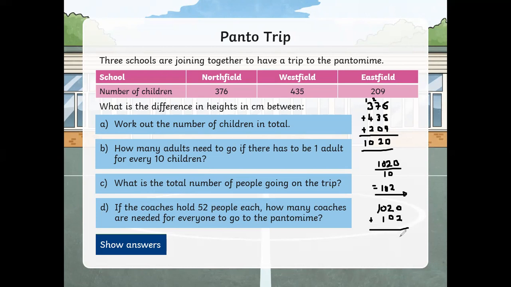And that will give us, so 2 plus 0 gives us 2, 2 plus 0 again gives us 2, 1 plus 0 gives us 1, and 1 plus 0 gives us 1. So that is the total number of people going on the trip. And then for question D, so let me just write here, this is question C, this is B, and this is A.